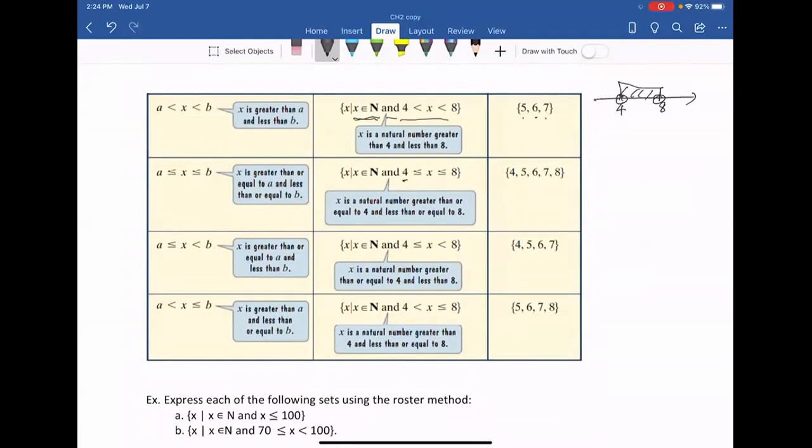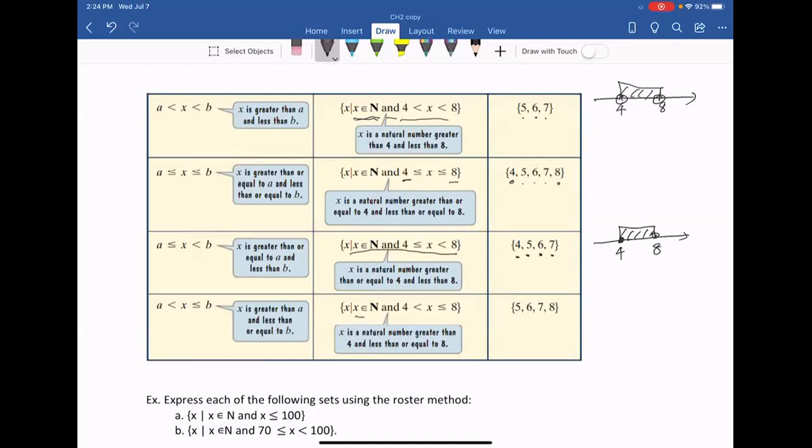Next one, 4 and 8 are included. We have 4, 5, 6, 7, 8. Next one, draw a number line with 4 and 8. 4 is included, 8 is not. So all the natural numbers between these are 4, 5, 6, 7.